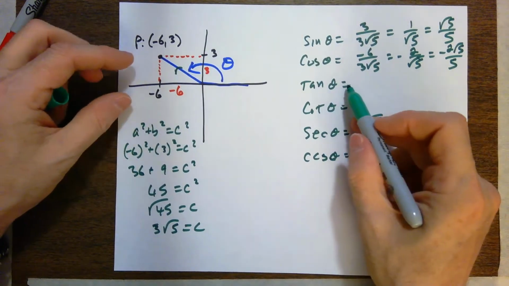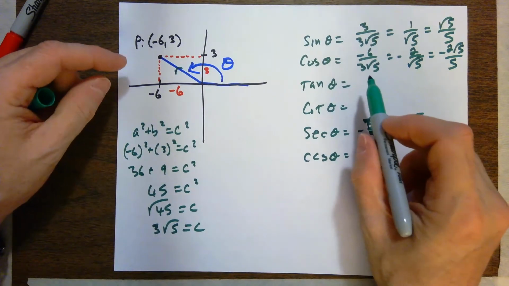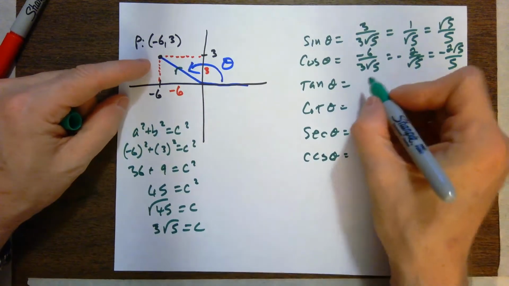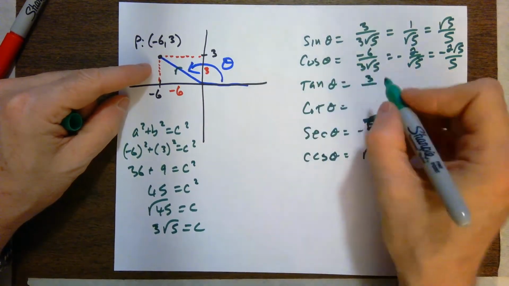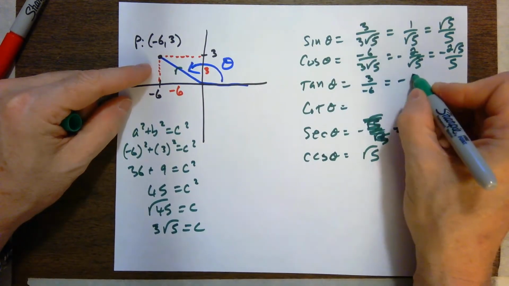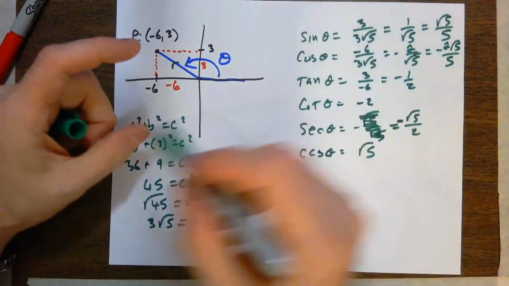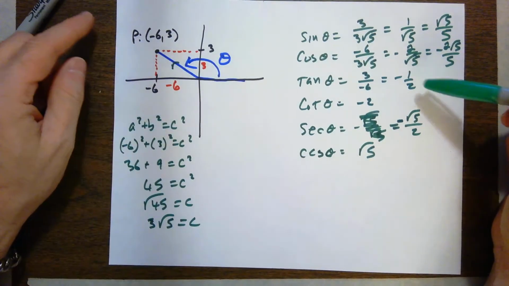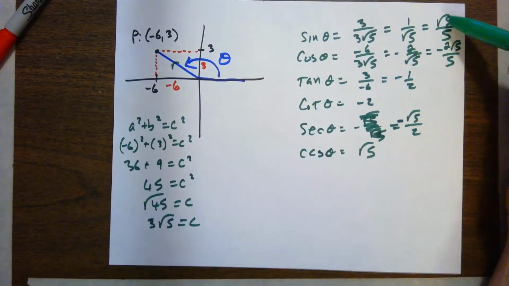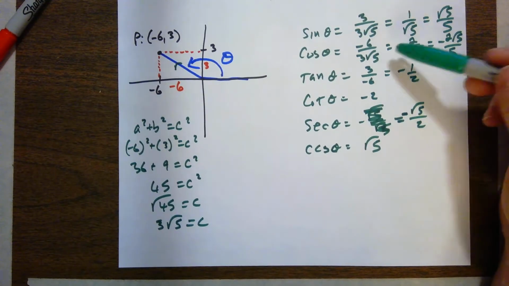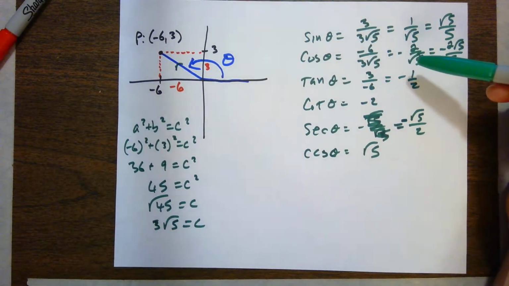Right, negative here. Well, what's the tangent? The tangent is the y value over the x value. The y value is 3 over the x value of -6, -1/2. Flip it, and I get -2. So, the sine, cosine, tangent, cotangent, secant, and cosecant. Notice some of them are positive and some of them are negative.